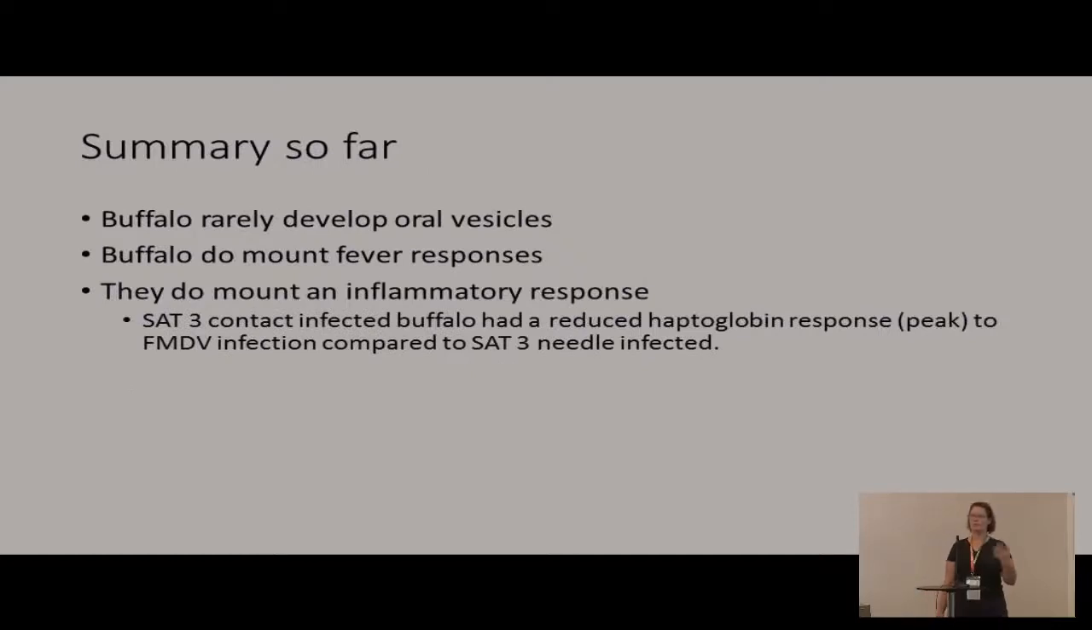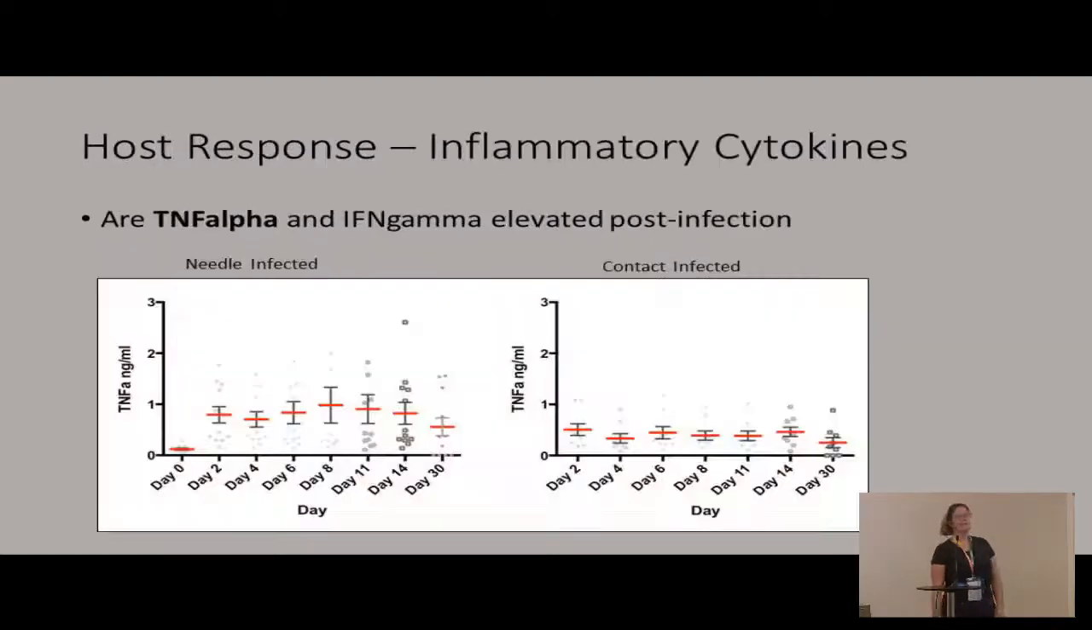Buffalo rarely develop those oral vesicles, or when they do, they're itsy-bitsy, and I have to put arrows on pictures. They do mount fever responses, and they do mount an inflammatory response as measured by haptoglobin and SAA, just these acute phase proteins. Then I said we measured 2 other things, and these are the inflammatory cytokines. We measured TNF-alpha and interferon gamma.